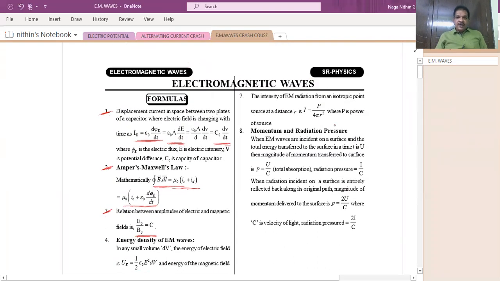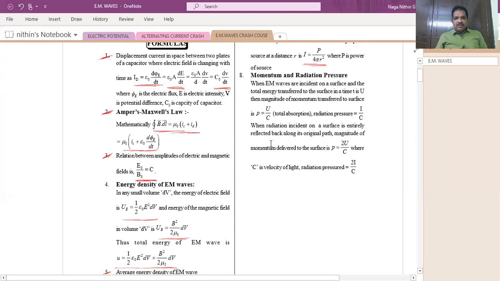Next, for intensity and area, intensity is equal to power per unit area, P by 4 pi R square. Next, there will be formulas on momentum and radiation pressure.